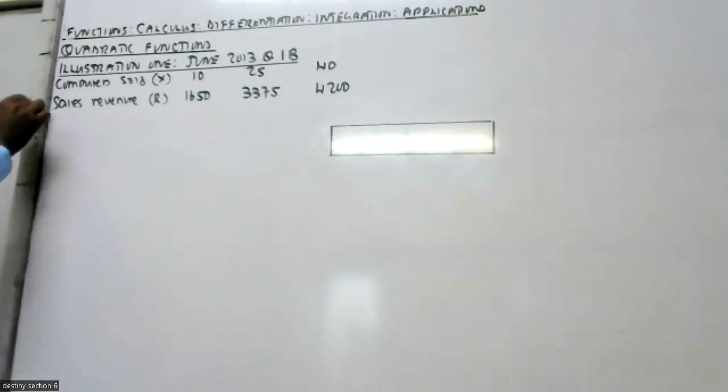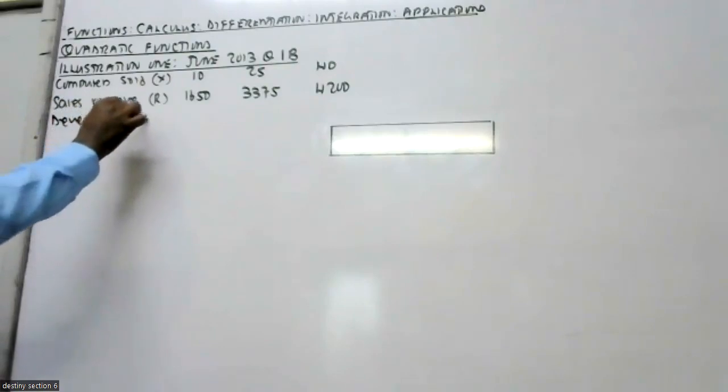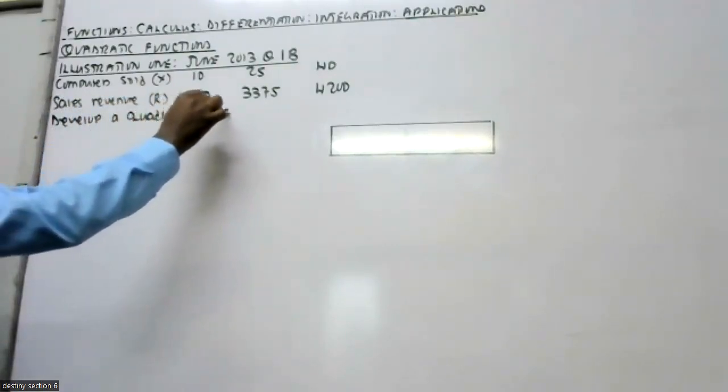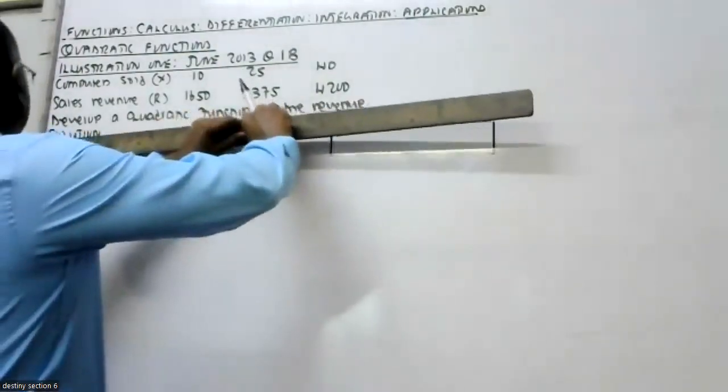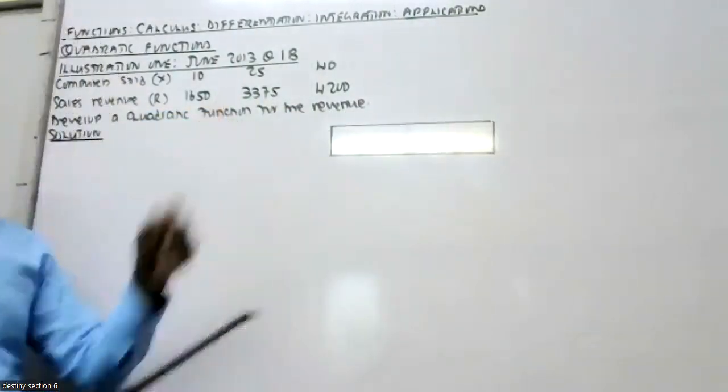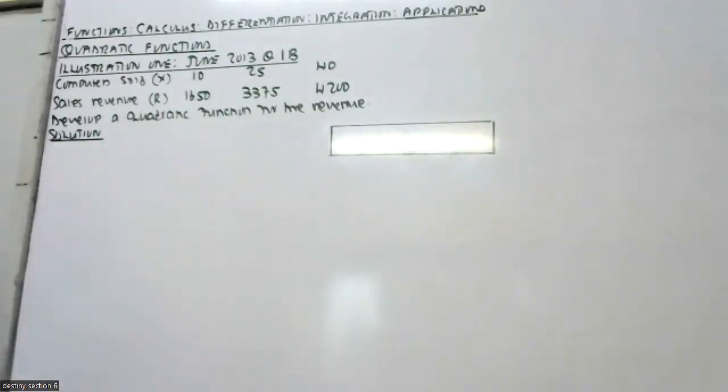So if you are given data like that, if you are told to develop a quadratic function for the revenue, you are told to develop a quadratic function for the revenue. So in the solution to that, we have said that a quadratic function is fully defined when you are given 3 coordinates. You can see those are real values. So you start with the format.